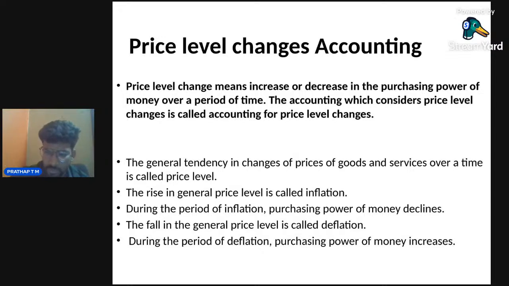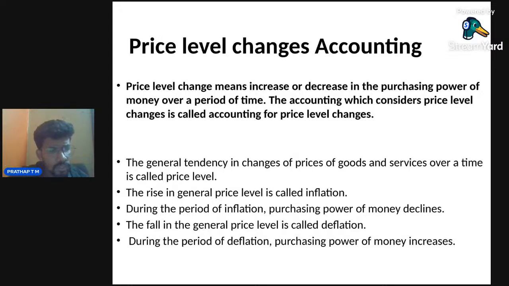So what is the relationship between the money measurement concept and inflation accounting? The money measurement concept, I hope you are all aware, says that any transaction which takes place in your company, if you are able to measure it through money, those transactions you can record in your books of accounts. That is what the money measurement concept says.